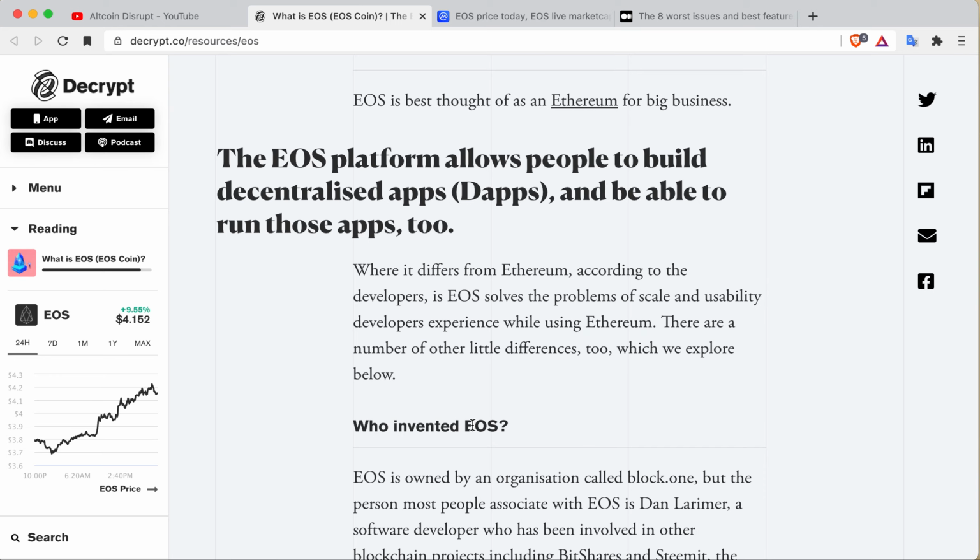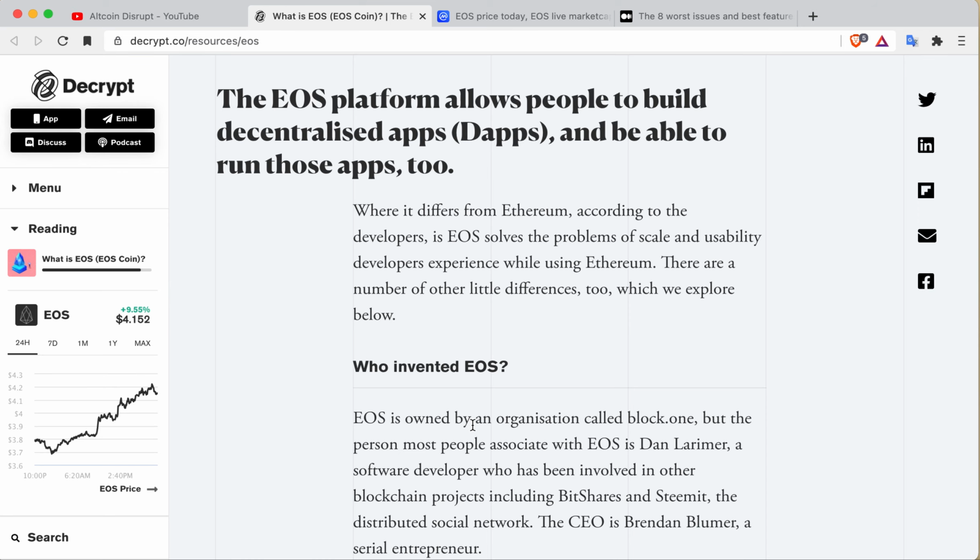According to developers, EOS solves the problem of scale and usability developers experience while using Ethereum. So yes, Ethereum does have its flaws, you know, in terms of scalability and the transaction fees as well. So Ethereum does have a flaw. In fact, every cryptocurrency has a flaw. No cryptocurrency is perfect.